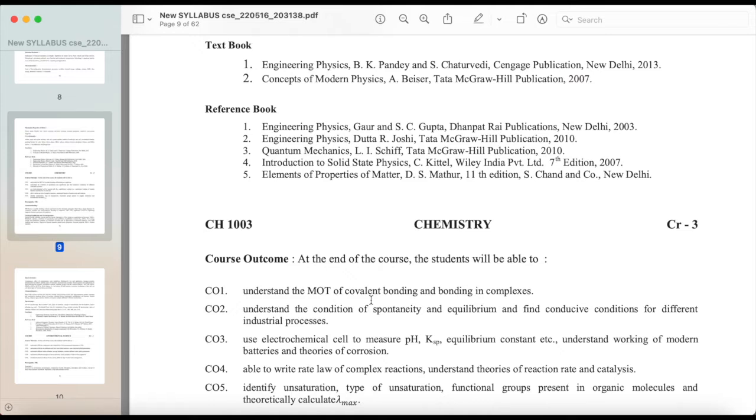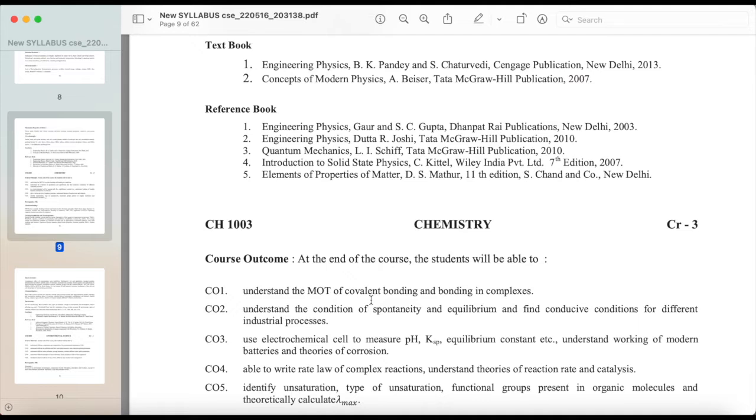Reference Book 1: Engineering Physics, Gaur and S.C. Gupta, Dhanpat Rai Publications, New Delhi, 2003. 2: Engineering Physics, Dattu R. Joshi, Tata McGraw-Hill Publication, 2010. 3: Quantum Mechanics, L.I. Schiff, Tata McGraw-Hill Publication, 2010. 4.